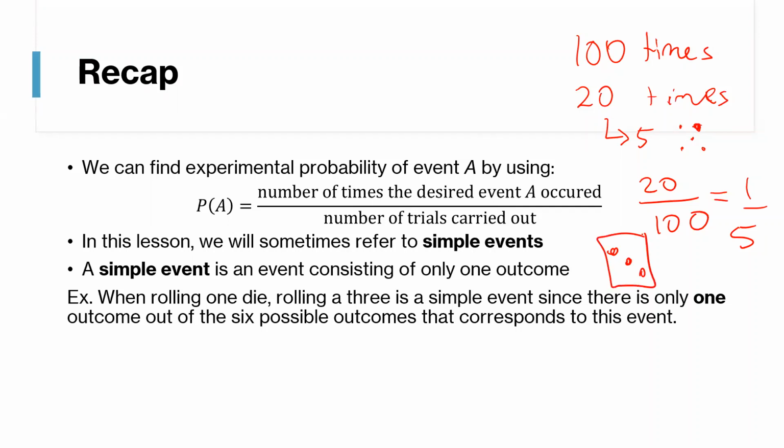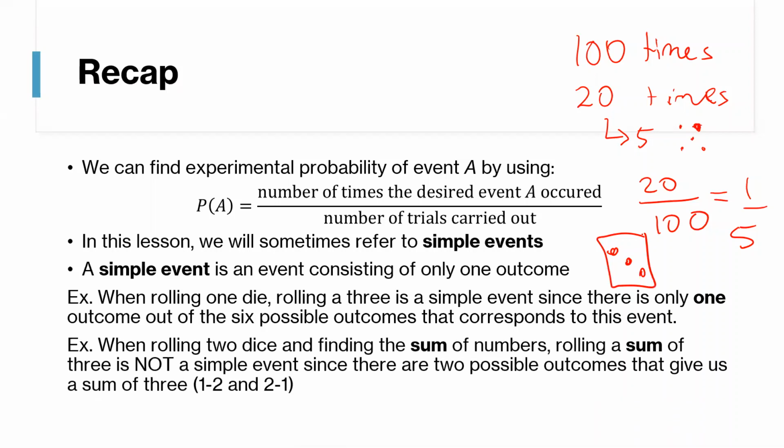3 on there. Whereas something that would not be a simple event is actually called a compound event. You don't have to worry so much about the terminology yet, but compound event would be when you roll 2 dice, and let's say that we're finding the sum of the 2 numbers. Well, in this case, having a sum of 3 is not a simple event because there are actually 2 outcomes that match up with that result.